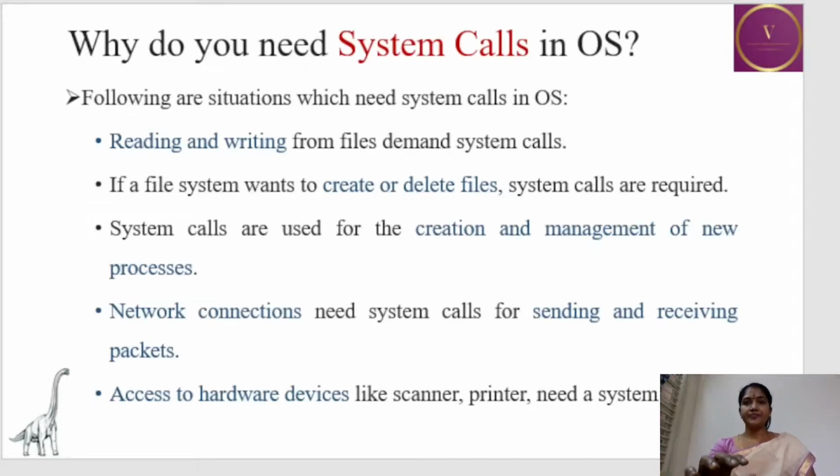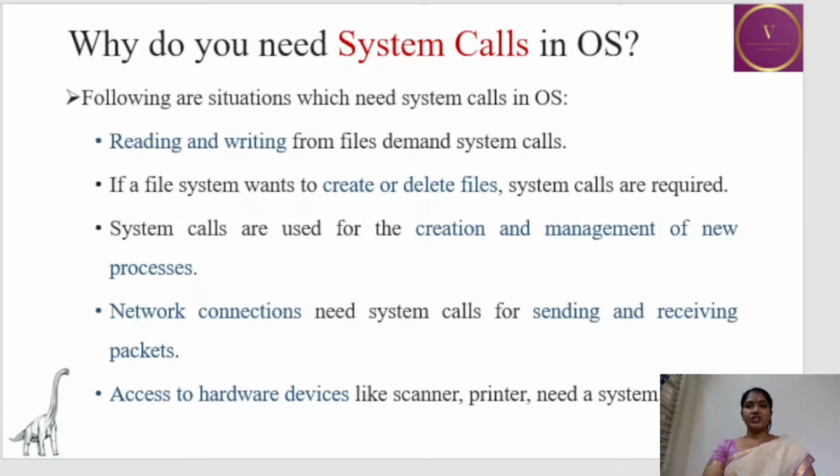So next slide. Why do we need a system call in operating system? The following are situations which need system calls in operating system. First thing, reading and writing from files demands system call. You have to open a file, take some data and write into another file by copying that data. If a file system wanted to create or delete a file, system calls are required, and system calls are used for the creation and management of new processes. If you're creating a new process, that also requires a system call.